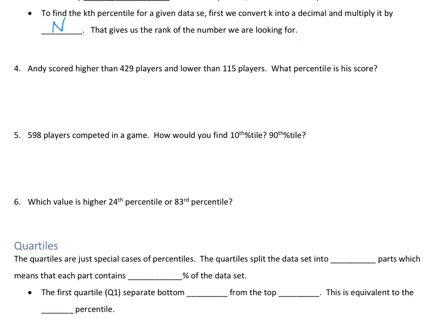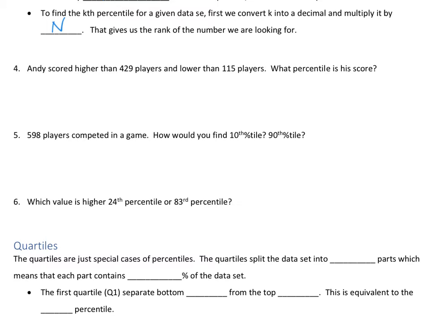Let's look at number 4. Let's say Andy scored higher than 429 players and lower than 115 players. So visually, Andy did better than a lot of people. He's not the top player, but only 115 players did better, while 429 players did worse. So Andy's to the right side. So put Andy here. That means there are 429 players and then 115 players.